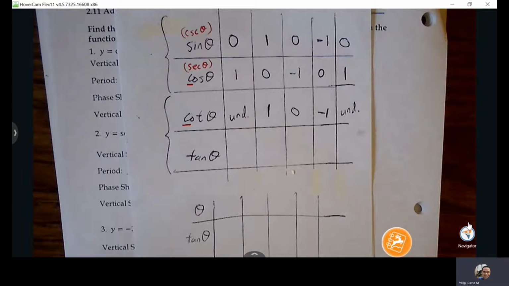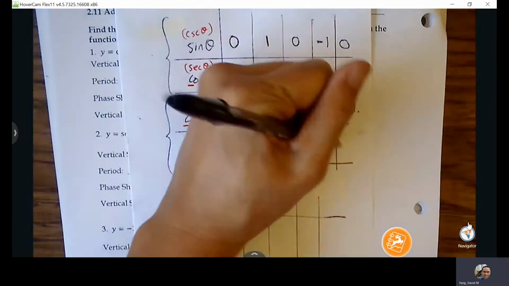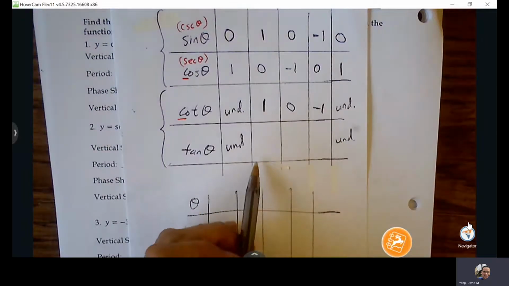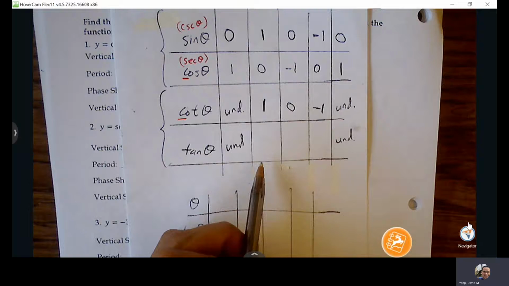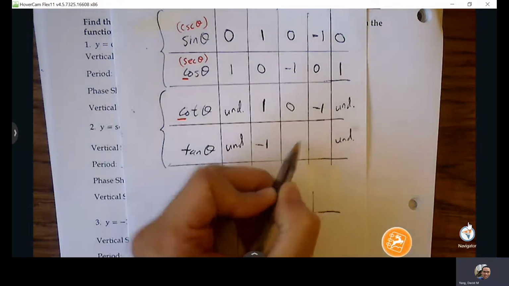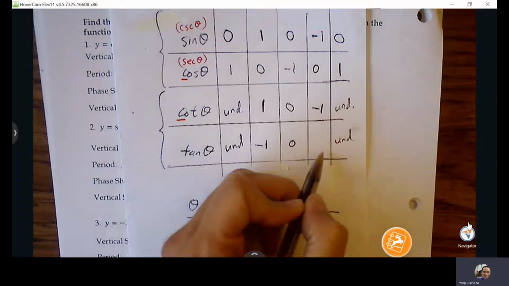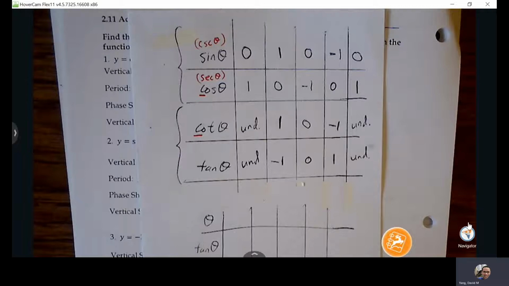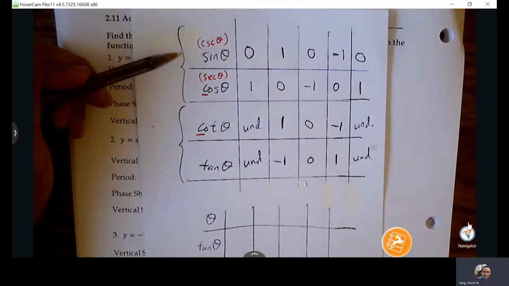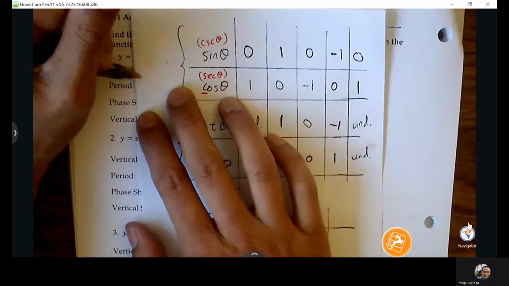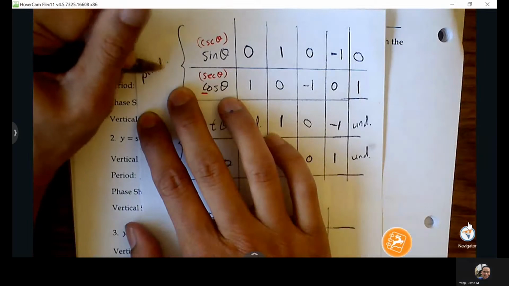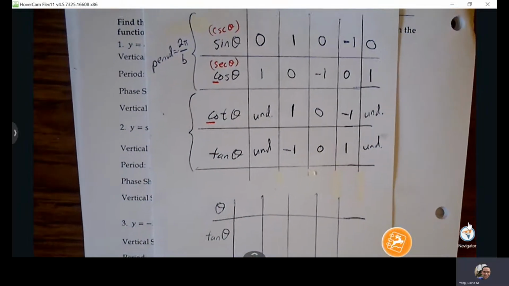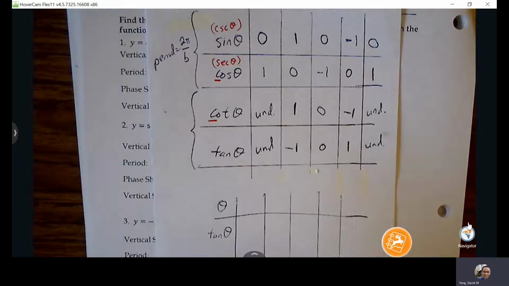Tangent also has undefined on either side, but it's a little bit different, right? Instead of 1, 0, -1, where's it going to start? Tangent is going to start low and go high, so it'll have a positive slope. And then what's the period formula for sine, cosine, secant, and cosecant? And then what's the formula for cotangent and tangent?